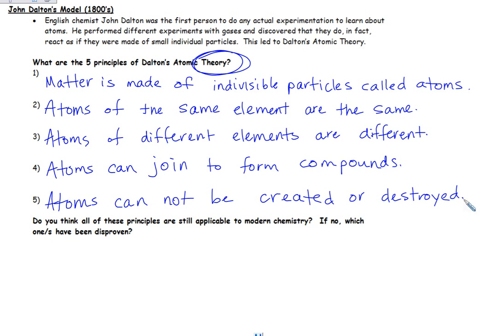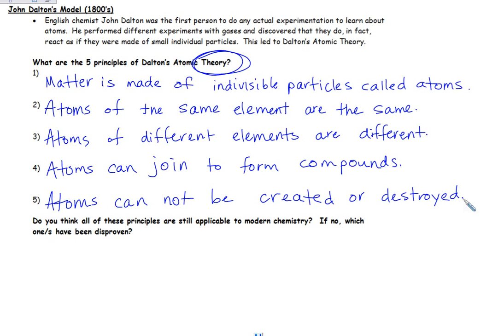But are there a few statements up there that are not sitting well with you? You're like, I don't know if I agree with that. And if you're saying that, excellent, that's a good thing, actually. Because again, we have way better data available to us today. We have much better equipment available. So these 5 statements were part of his atomic theory, and theories can change over time as better information is discovered.